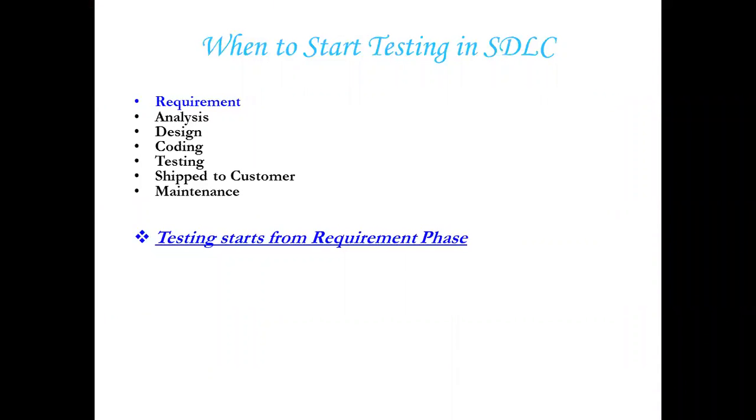So basically, a software development life cycle follows these phases: requirement, analysis, design, coding, testing, shipping to the customer, and maintenance. Let's talk about a car manufacturing company and how they follow it.